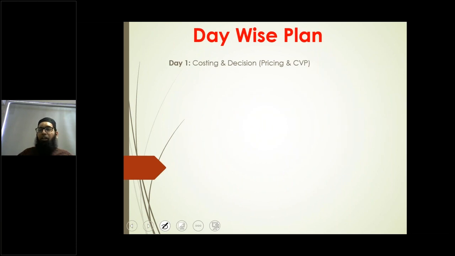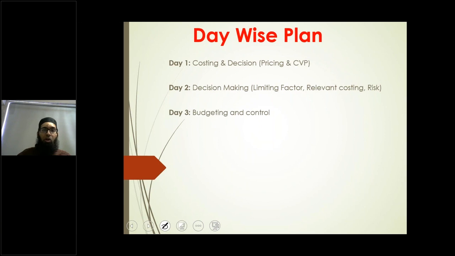So coming back to the day-wise plan. On day 1, we will be covering costing and decision. In the decision section, I will be taking the question of pricing and CVP specifically. On day 2, we will be discussing further decision-making questions that include the topics of limiting factor, relevant cost, and risk. On day 3, we will be covering the questions of budgeting and control. On day 4, we will be covering the questions on performance measurement.